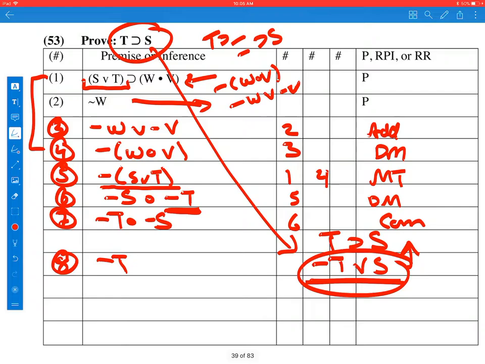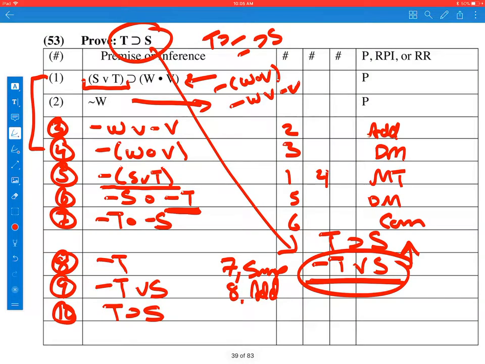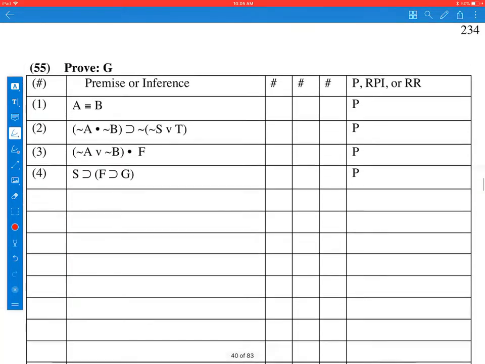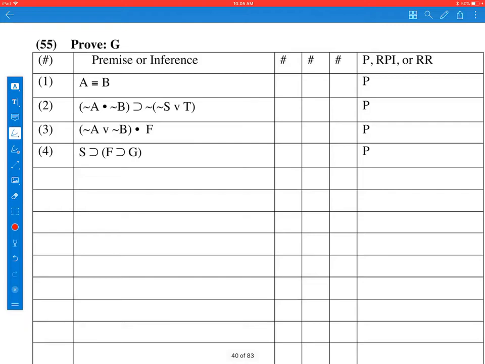Let me skip a line because I got a bunch of junk there. Not T from 7. I should have skipped 2 lines. 7 by simplification. And then I'm going to add or S from 8 by addition. And then I can convert it back to the then from 9 by material implication or just implication. And we're done. Let's push our luck and try another.